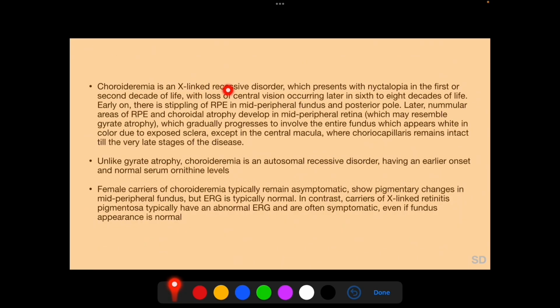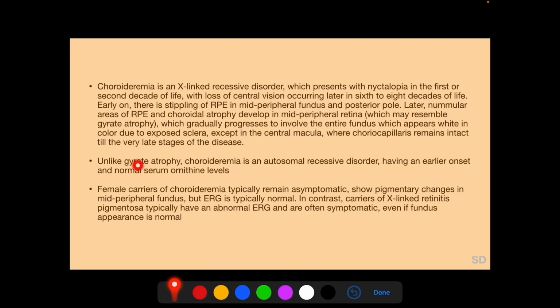Choroideremia is an X-linked recessive disorder which presents with nyctalopia in the first or second decade of life with loss of central vision occurring later in 6 to 8 decades of life. Early on, there is stippling of RPE in mid-peripheral fundus and posterior pole. Later, nummular areas of RPE and choroidal atrophy develop in mid-peripheral retina, which may resemble gyrate atrophy, which gradually progress to involve the entire fundus, which appears white in color due to exposed sclera, except in the central macula, where choriocapillaris remains intact till the very late stages of the disease.